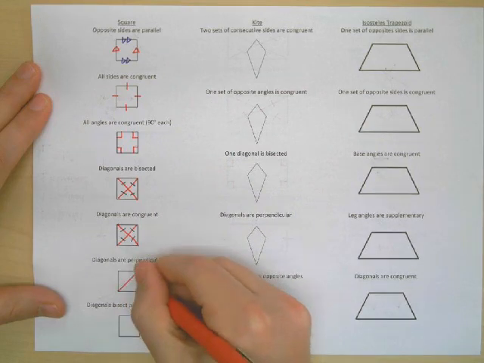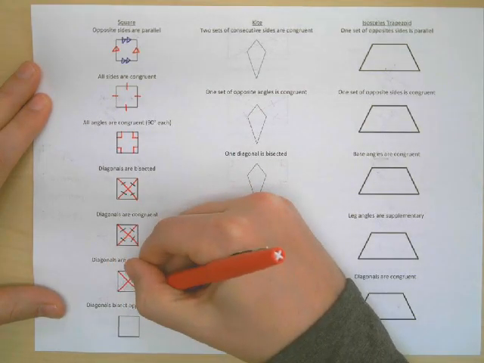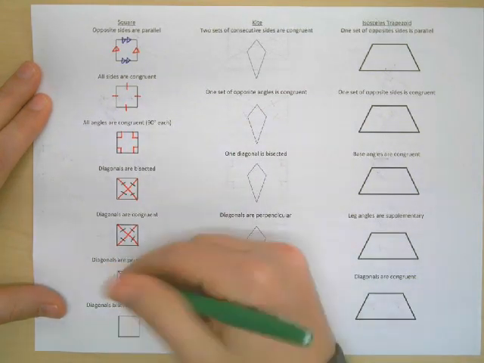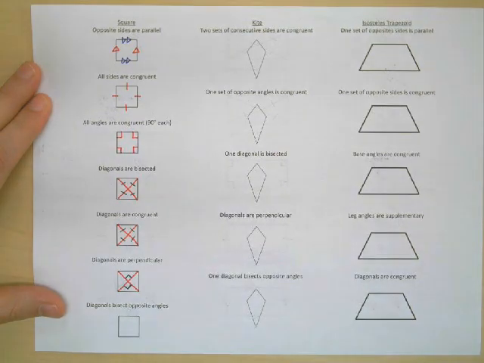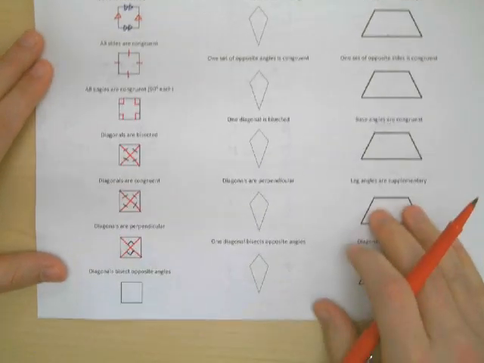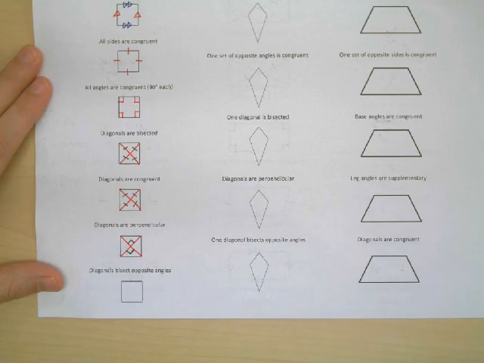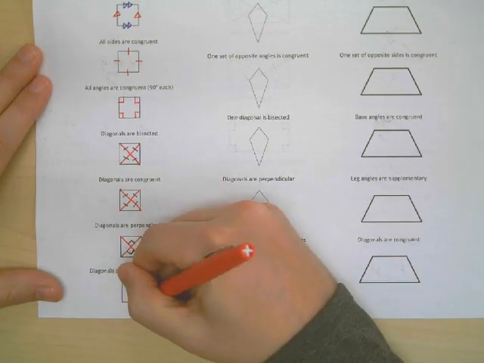So like we did for the rhombus, going to draw the box there and the box there to indicate that they make 90 degrees. And then the last property for the square, the diagonals bisect opposite angles. All right.